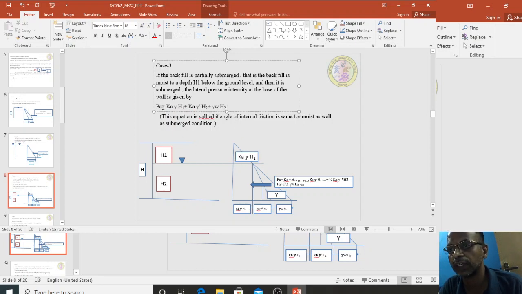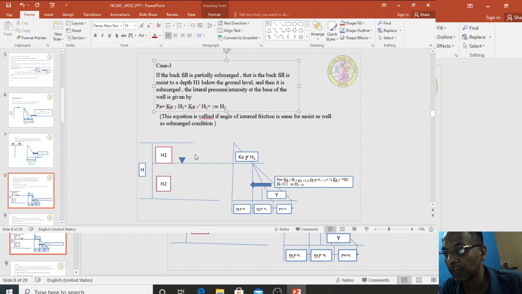So now, if I take the summation of all the forces at the tip of the retaining wall, then PA into Y is equal to PA1 into (H1 by 3 plus H2), plus PA2 into H2 by 2, plus PA3 into H2 by 3, plus PA4 into H2 by 3. So if you equate it, you will get the Y value. This is how we can calculate for partially saturated soil.